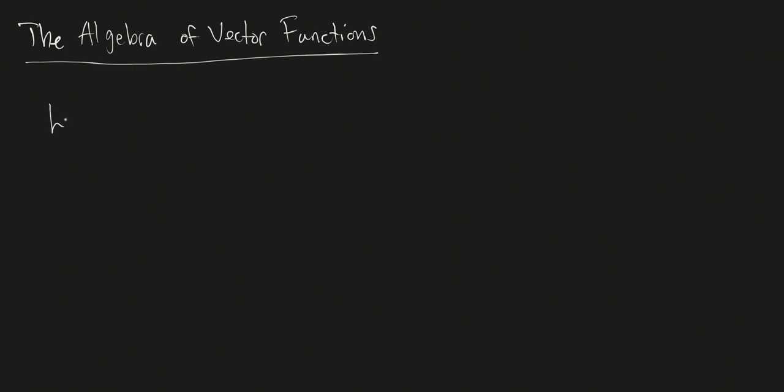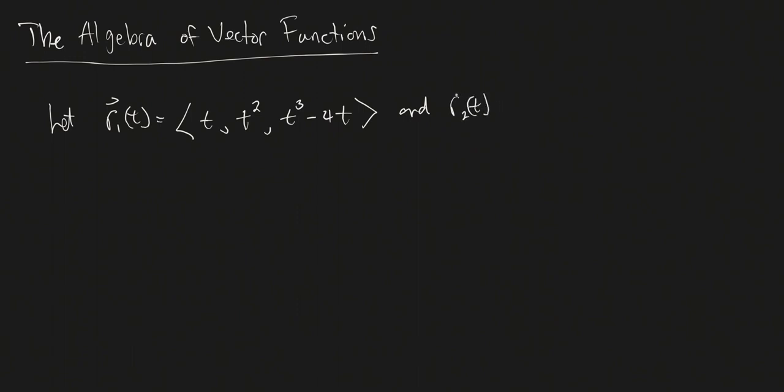So let R1 be this function t squared and t cubed minus 4t, and R2 be the function 1 over t, e to the t, and then the sine of 2t.